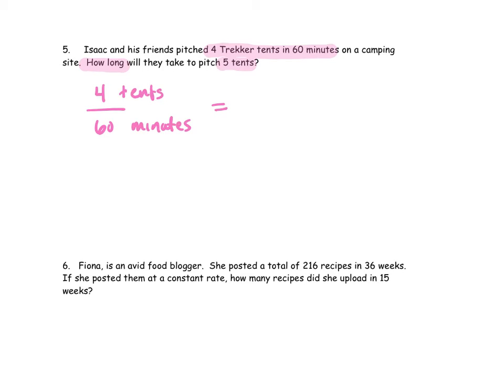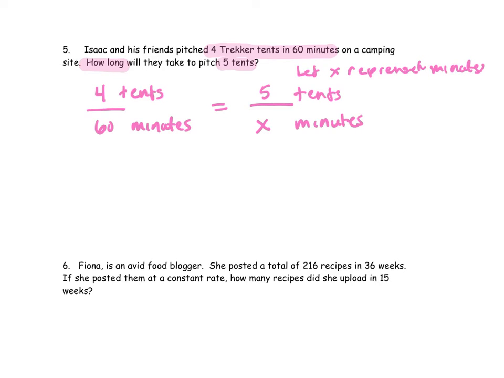And these labels are extremely important because now it tells me how I'm supposed to set up my next ratio. What I don't know is how long. So I'm going to use a variable. I'm going to let x represent the number of minutes. So I'm going to use an x where there's the minutes. So I have to put it on bottom, even though they mentioned it first in the sentence. I have to put it on bottom because it's the minutes. And the other number they give me refers to tents. So now I know my proportion is set up correctly.